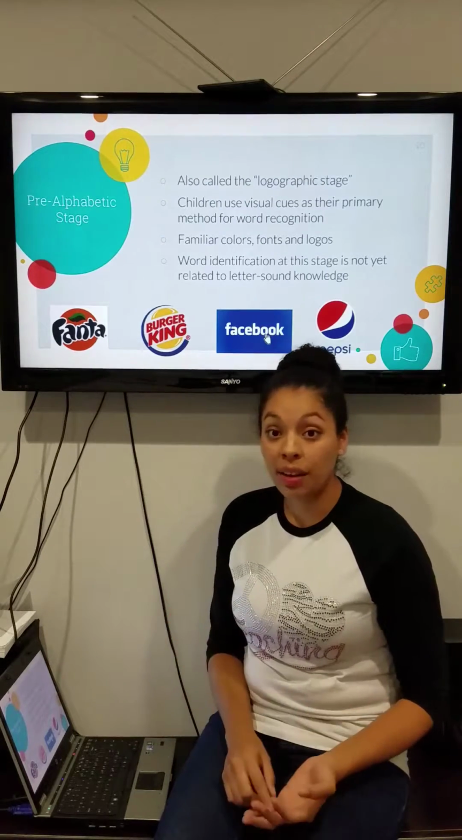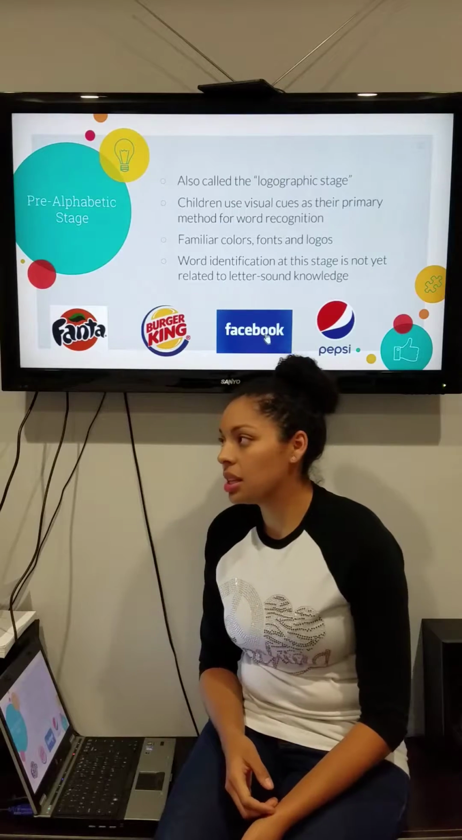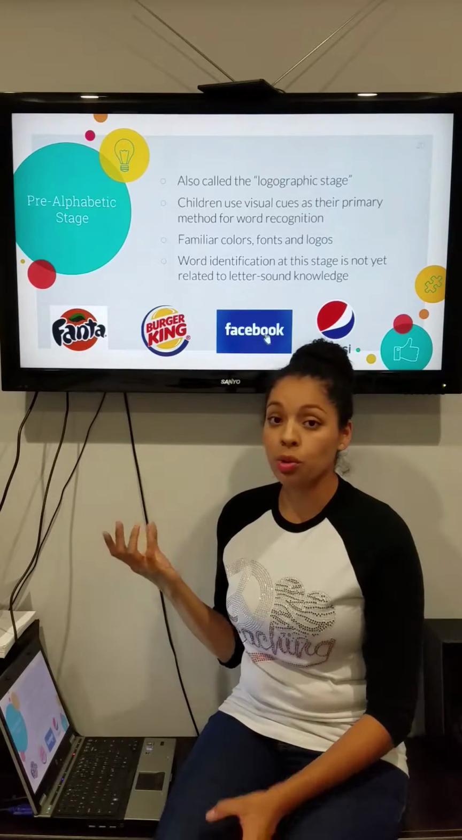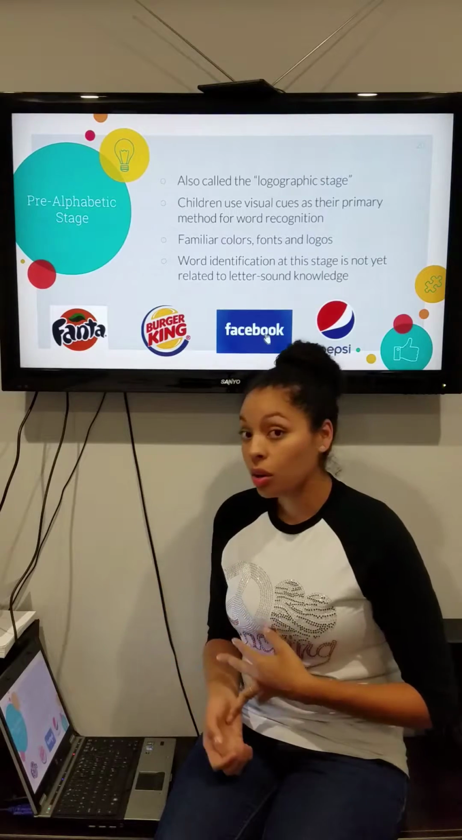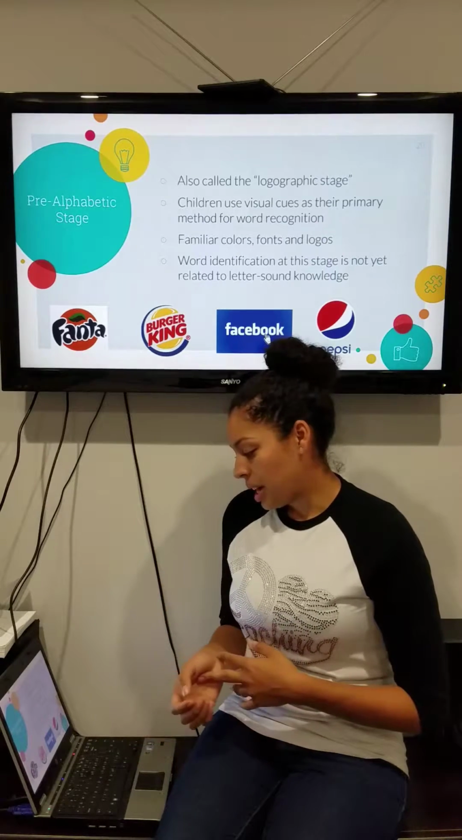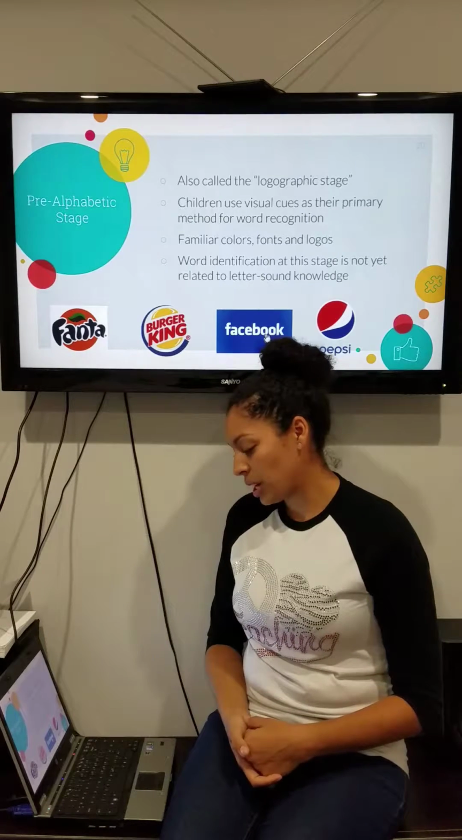So the pre-alphabetic stage is also called the logographic stage, mainly because kids identify with logos, with what they see, so they could recognize maybe the McDonald's sign or the Coca-Cola sign. They use visual cues as a form of recognition.